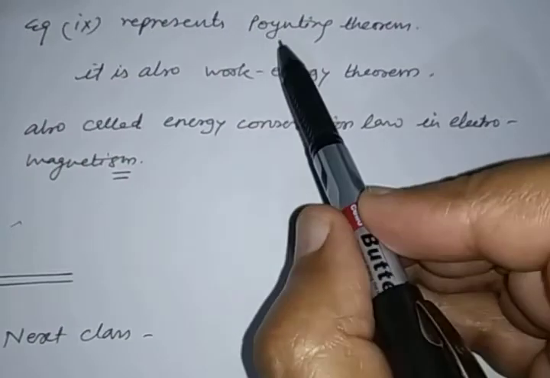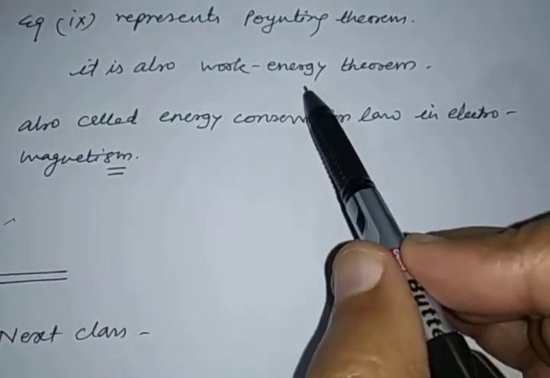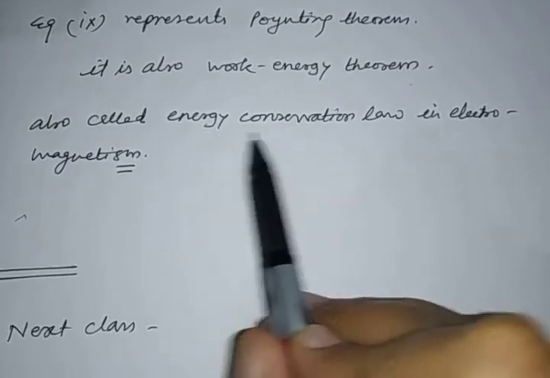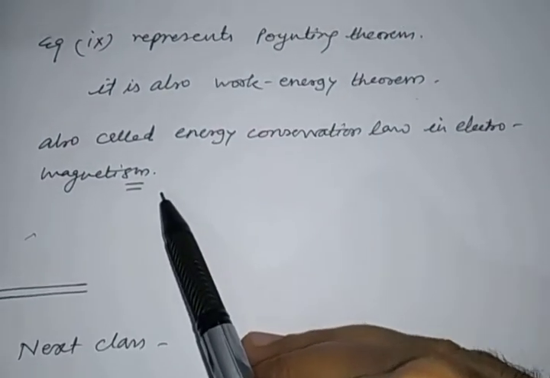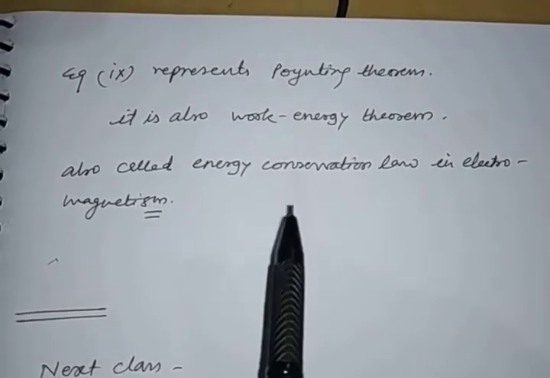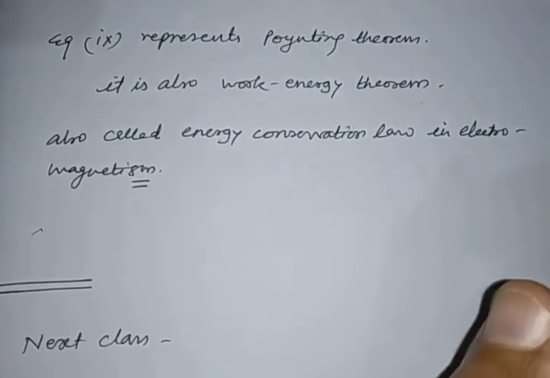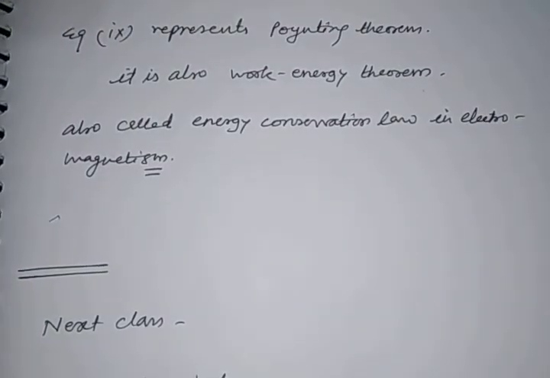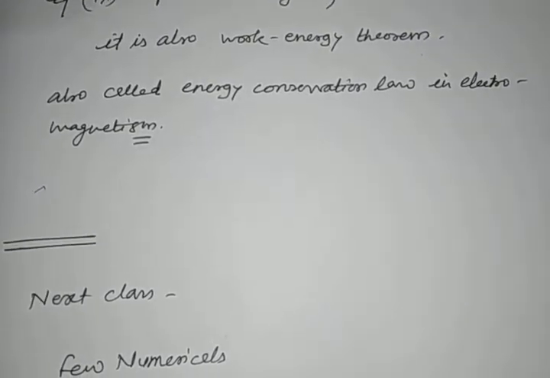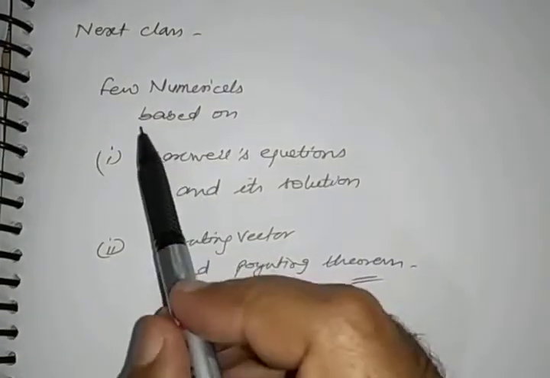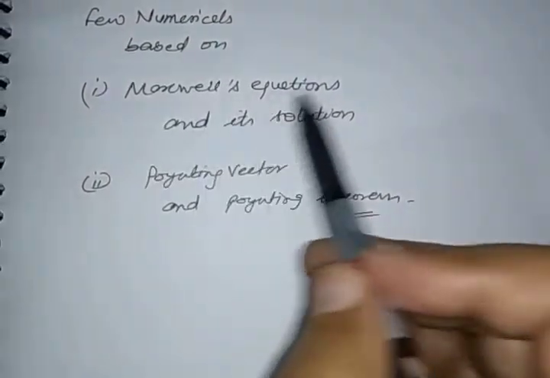This equation, also known as Poynting theorem, is also known as the work energy theorem, and is also called the energy conservation law in electromagnetism. So you must remember the steps, how to calculate this, how to prove this theorem. It's very important, and we will be using this for finding the electromagnetic energy density and electromagnetic energy in any volume, in any environment. In the next class, we will solve a few numericals based on Maxwell equations and their solution, as well as some numericals on Poynting vector and Poynting theorem.